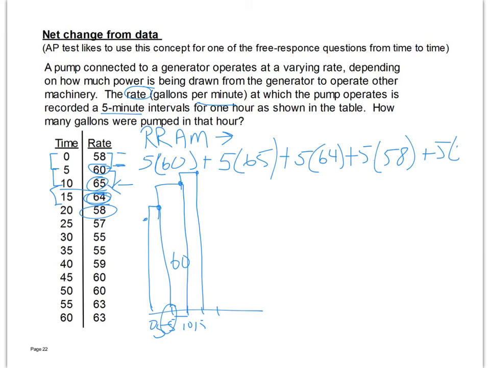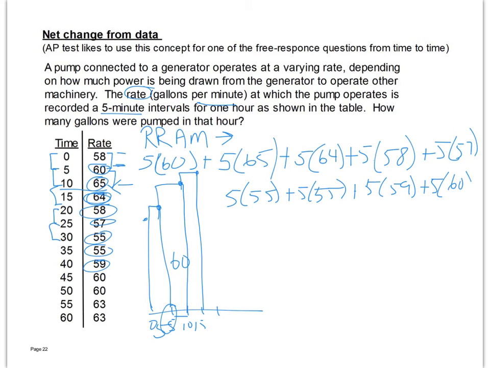Plus the next one is going to be, you guessed it, 57 on this next interval. And so on and so forth. We're going to keep doing that. I'm going to do 5 times 55 plus 5 times 55 again. Plus the next one is, let's see, I did 57, 55, 55, 59. And yes, you could distribute out the 5 and just do 5 times the sum of these. 5 times 60 and another 60, and then 63 and another 63 for that last one, because that's the right-hand side of this very last interval. Then you add all those together and get your answer.